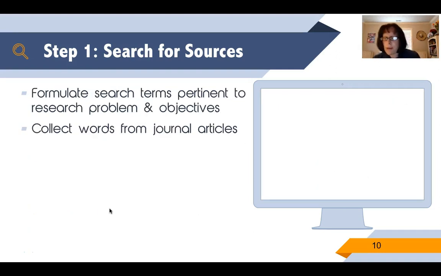Now, how do you go about doing this? What I like to recommend my students to do is to formulate a list of search terms that are going to be relevant to your research problem and your objectives, or research questions or hypotheses, depending on the structure of your study. And as you find articles and theses about your research problems, collect a natural list of terms that you can use for finding your information.